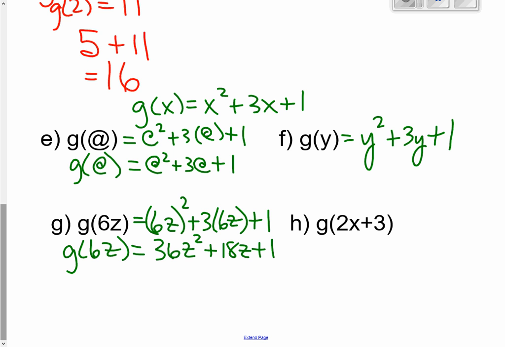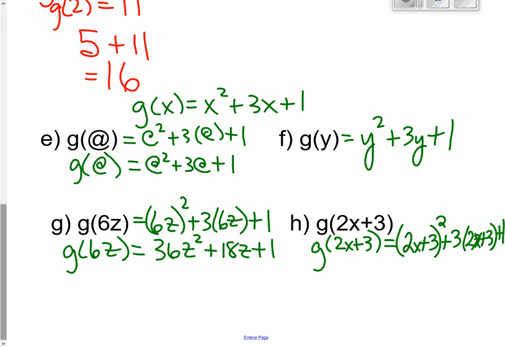All right. Oh, look at this. We can even sub in a whole binomial. So if I put in 2x plus 3, I have to put it into each one of the spots where there's an x. So I'm going to replace my x's with 2x plus 3. That's going to give me (2x plus 3) squared plus 3 times (2x plus 3) plus 1.